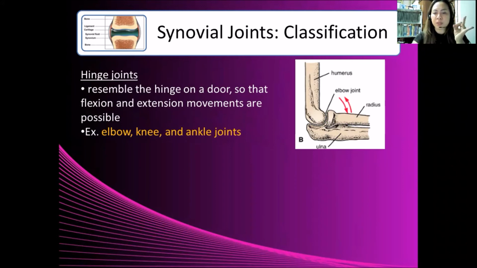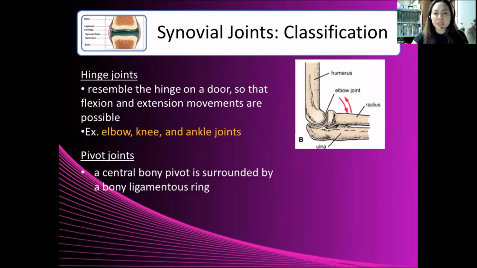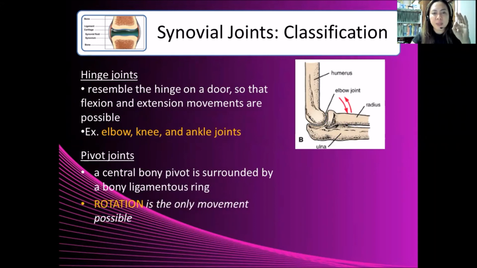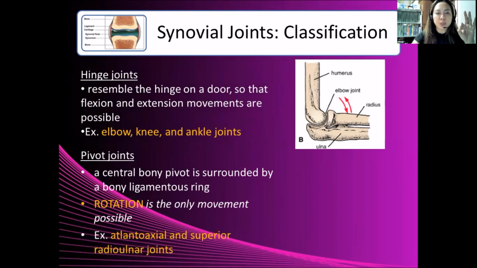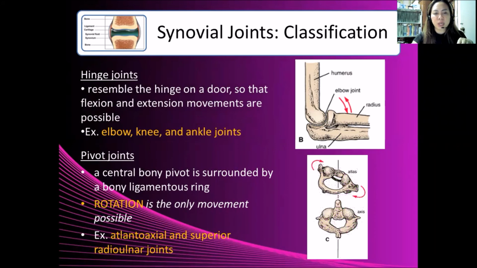Another one, pivot joint. So a central bony pivot is surrounded by a bony ligamentous ring. Okay. Rotation is the only movement. Remember, in pivot joints, rotation is the only movement possible. Example, your atlantoaxial and superior radio-ulnar joint. The atlantoaxial, di ba? From C1, C2, di ba, rotation lang ang pwede. That is a pivot joint.